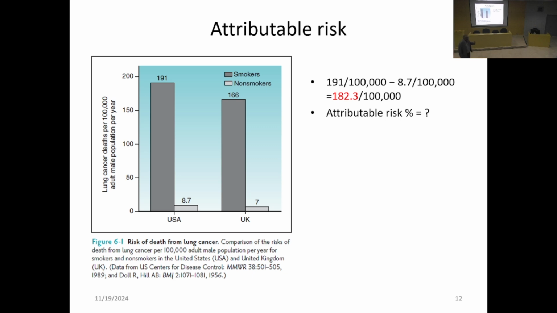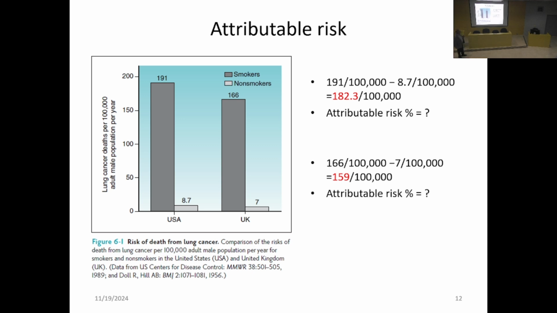95.1%. What does it mean? Conclusion. Your conclusion: if you remove smoking you can reduce the number of cases by 95%. Let's see the same calculation in the UK, where you have 166 incidents among smokers and 7 among non-smokers. Calculate the attributable risk proportion. Same thing, 95%. These are the values of this attributable risk.